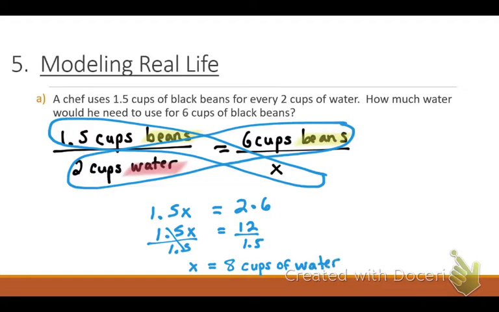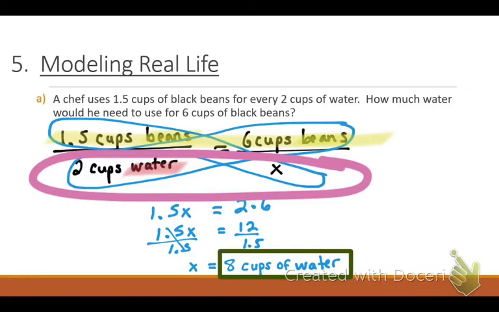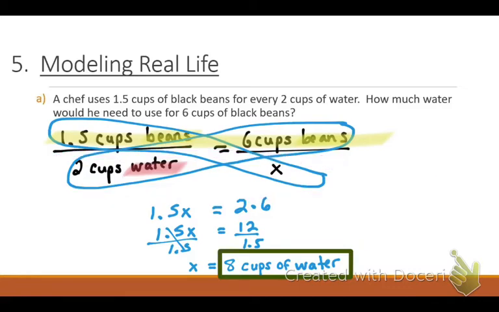Did anyone do mental math? What was your missing link for mental math? 4. Okay, 4. Very true. So if you put in here 1.5 times 4, you would get 6 cups. And then if you were to focus on the denominator, 2 cups times 4 equals 8, which is exactly what we got down there. Okay, so once again, either of those methods would work well.